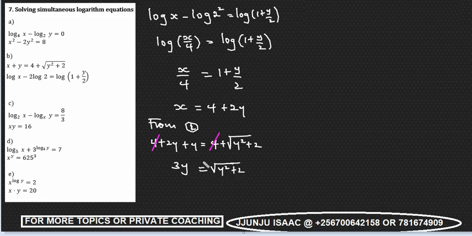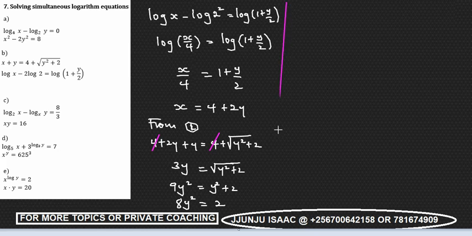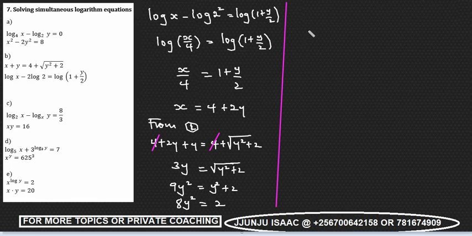So we can square both sides to get rid of this root. So we shall get 9y squared equal to y squared plus 2. Then when we bring y squared to this side, we get 8y squared equal to 2. So y squared is 2 over 8, which is 1 over 4. If we divide by 8, our y is equal to the square root of a quarter, which is plus or minus a half, but we cannot have a log of a negative number.